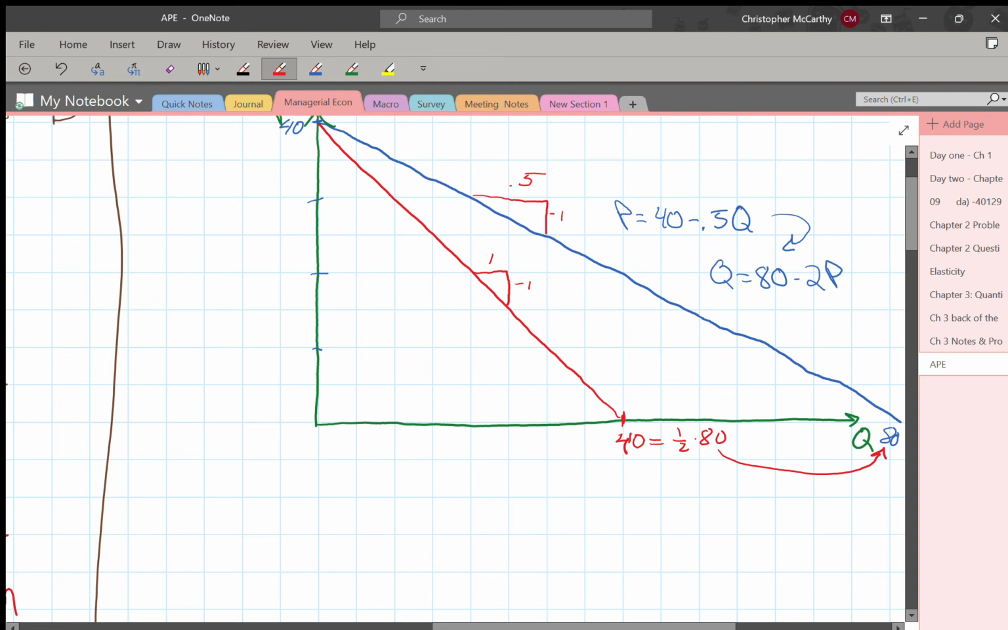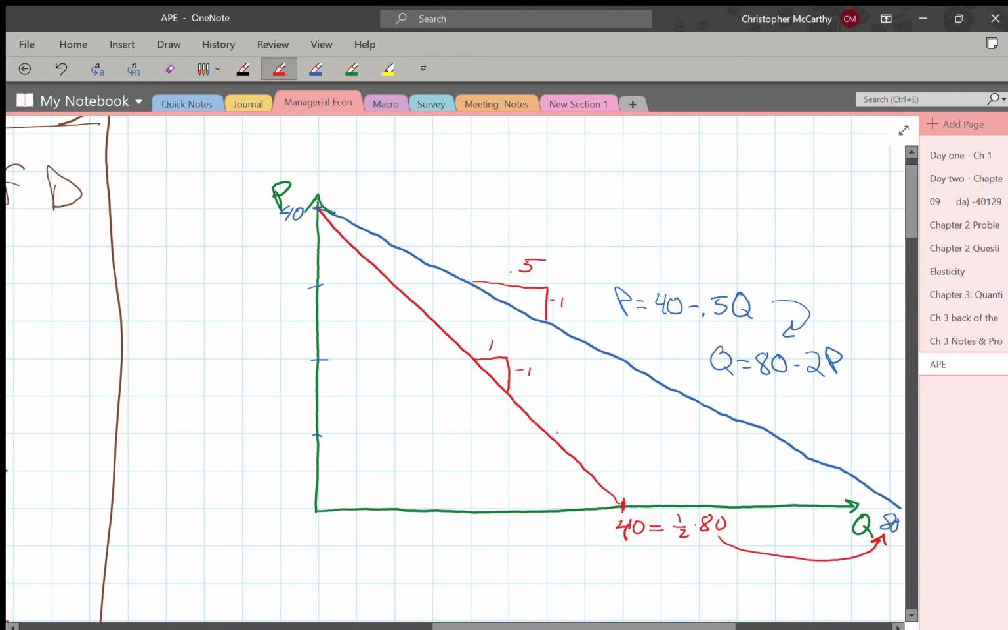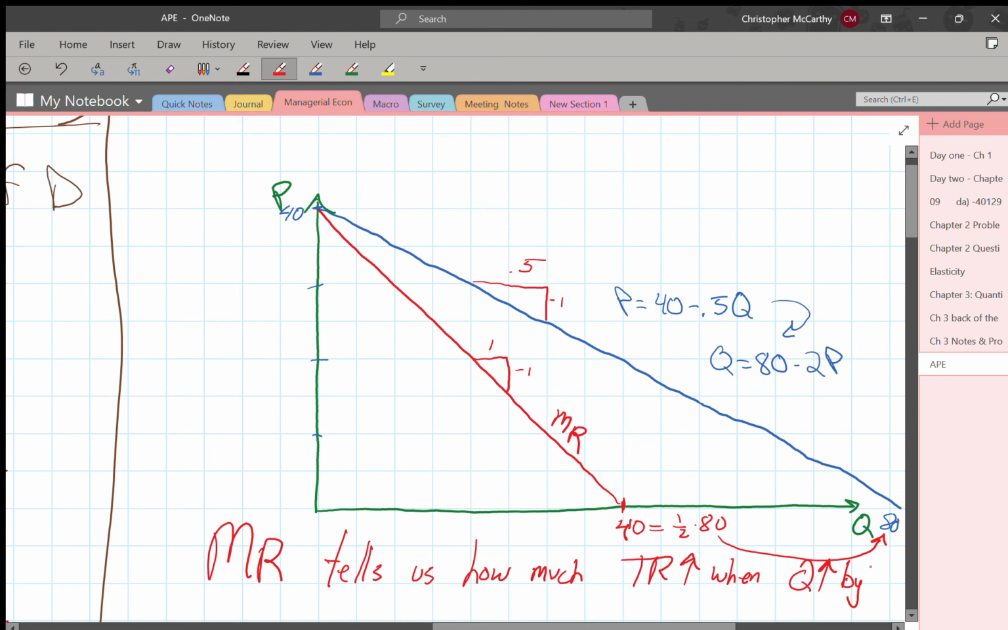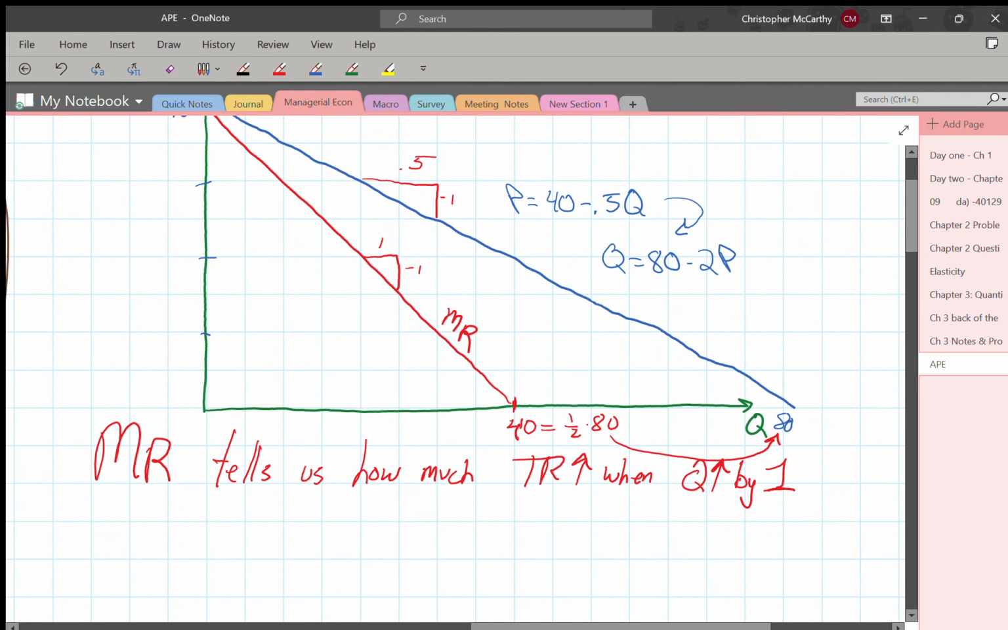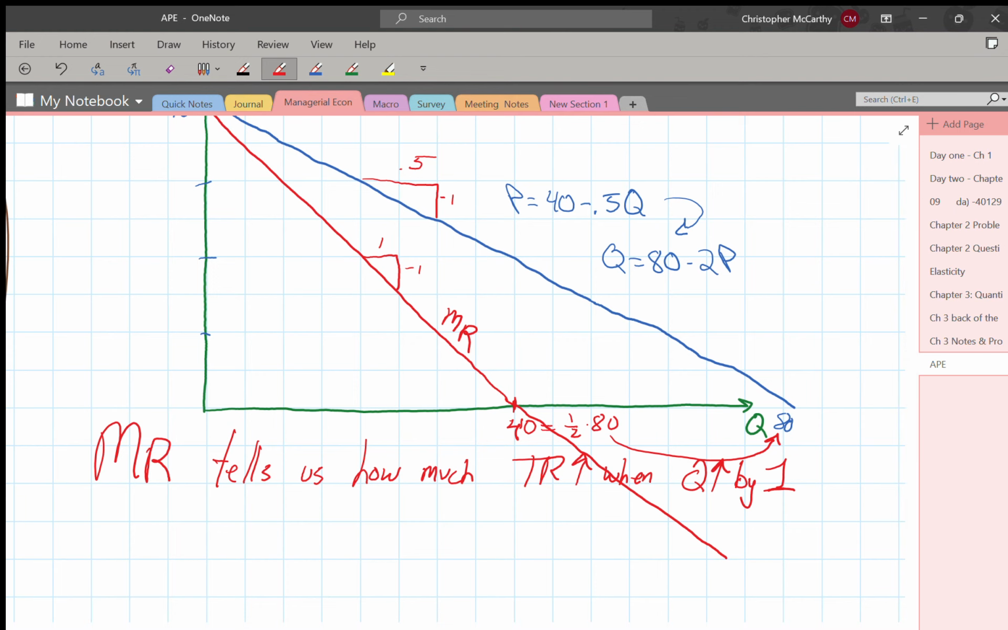Right? And remember, slope is rise over run. So this is what's called our marginal revenue curve. Our marginal revenue curve is telling us how much total revenue increases when the quantity increases by 1. This marginal revenue curve, in truth, goes past 0 into the negative ranges, but we don't really care about that. Because when are we going to increase our quantity if our marginal revenue is negative? We're never going to do that, right? Never, ever, ever.